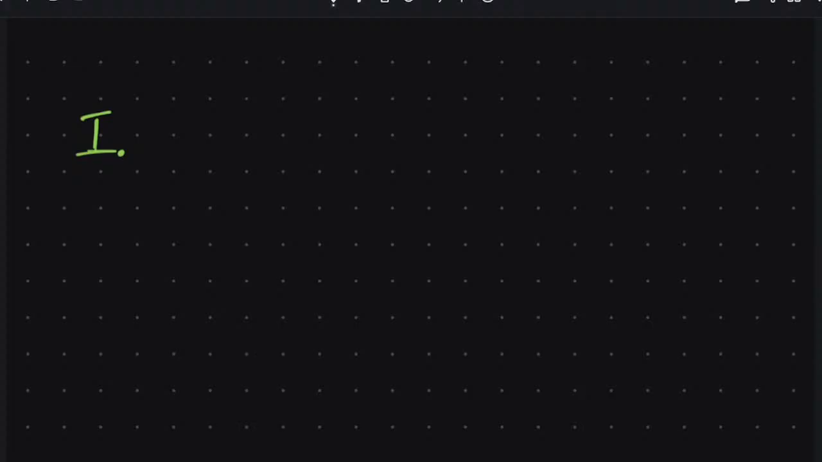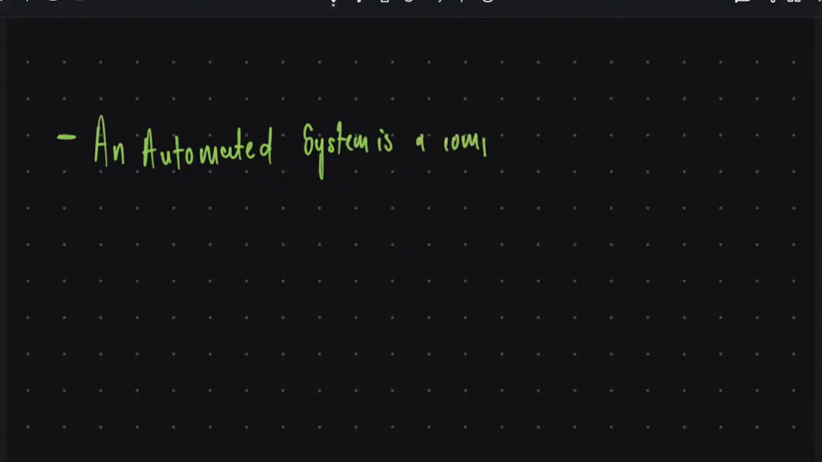Okay, so now let's go for it. We say an automated system. Now, what is an automated system? Let me not give you another heading. I just want you to now write, skip 2 or 3 lines and start writing. This is the definition that I want you to have: an automated system is a computer system that collects information.